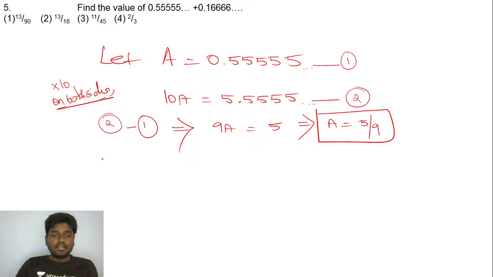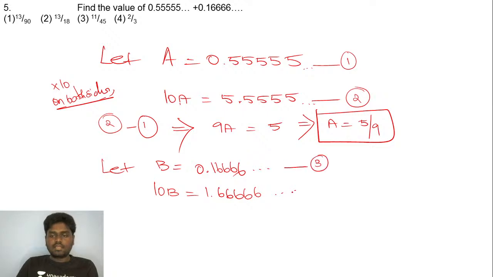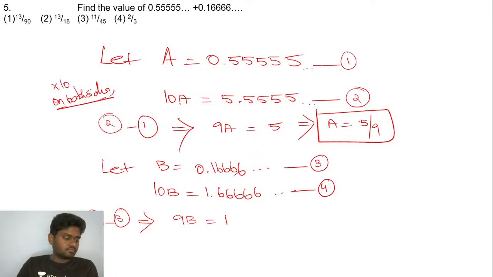And in the same way, let B is equal to 0.16666, it goes on, right? The same thing, if I do 10B is equal to 1.6666, and it goes on. So let me take this as 3 and this as 4. If I do 4 minus 3, I'll be getting 9B is equal to 1. Sorry, 9B is equal to 16. That's what I'll be getting now.